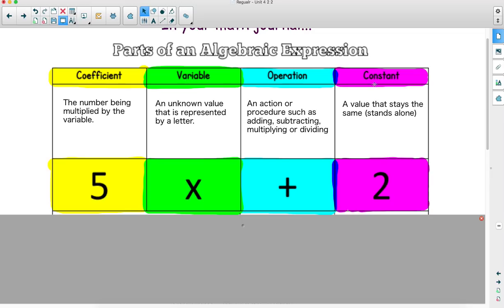And then the next word is a constant. So this is a value that stays the same or it stands alone. So when I say it stays the same, I'm not saying that it can't be added to something to change. I'm just saying that it's not being multiplied by a variable. It's standing by itself. So this 2 is always going to be a 2. I'm not going to multiply it by something to make it larger or anything like that. So it's just a number by itself. You could think of it like he's constantly alone. Okay, so make sure you have all 4 of these boxes filled in with the vocabulary definitions.